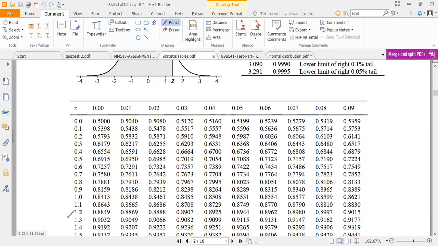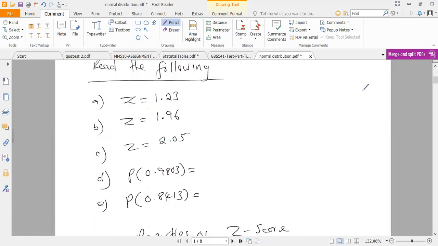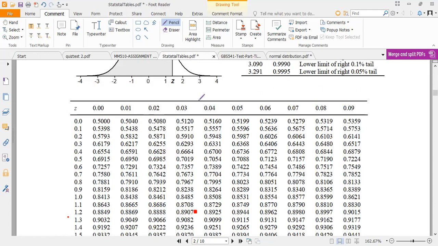1.2, 0.03, where do they meet? 0.8907. So that is the probability reading for 1.23. It is 0.8907. So this means the distance from here to here, 1.23, is about 89%.